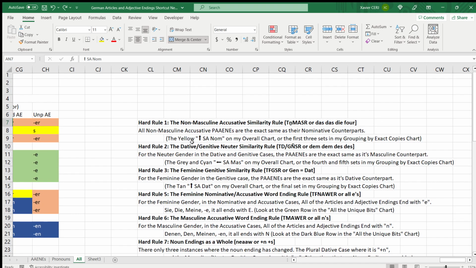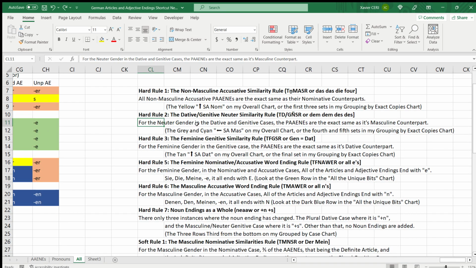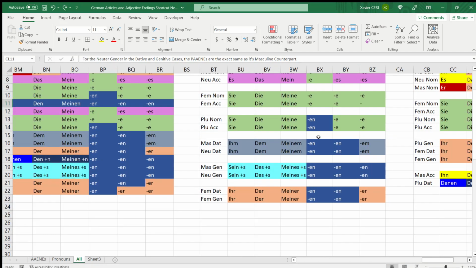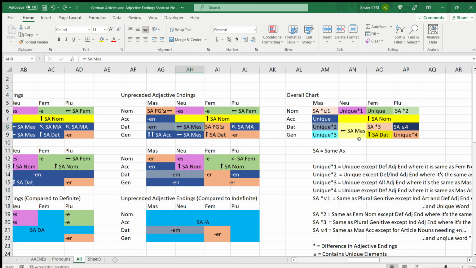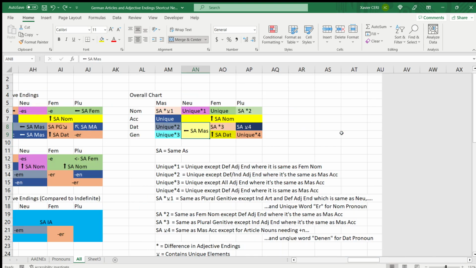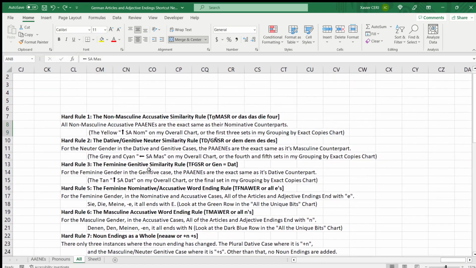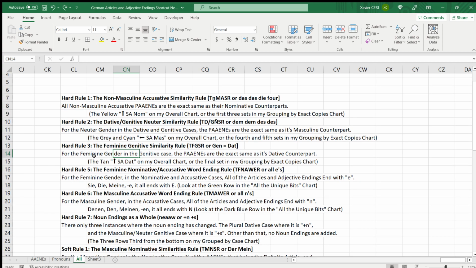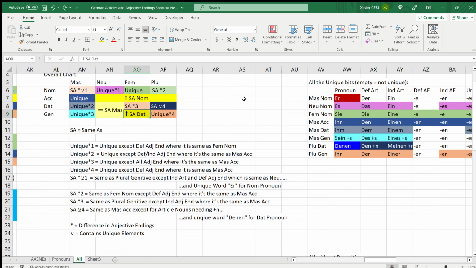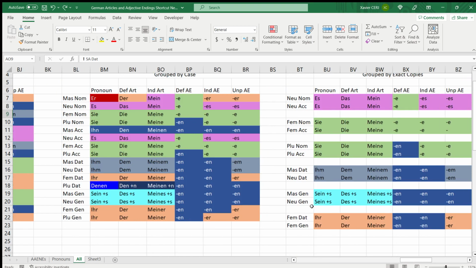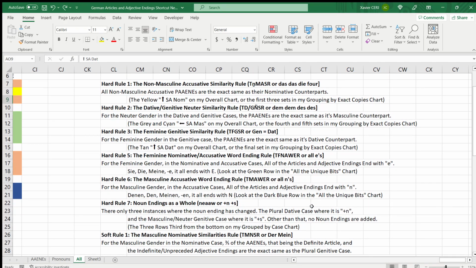Hard rule 2, the dative, genitive, neuter similarity rule. For the neuter gender in the dative and genitive case, the stuffs are the exact same as its masculine counterparts. That would be this right here, this right here, this being the same as these two. The feminine genitive similarity rule. By the way, I came up with these rules. For the feminine gender in the genitive case, the stuffs are the exact same as its dative counterpart. Again, that's this right here, basically. And those are all of the very obvious hard rules.